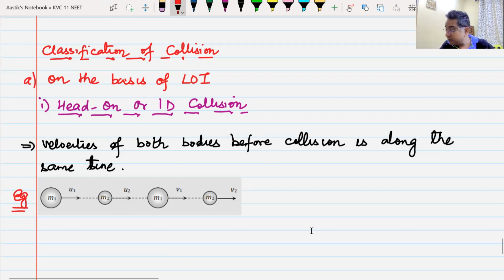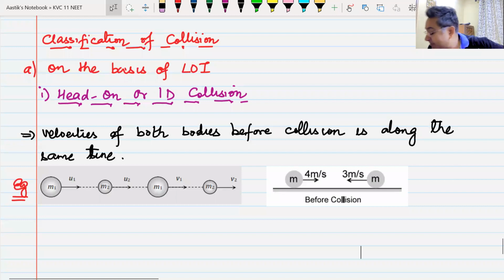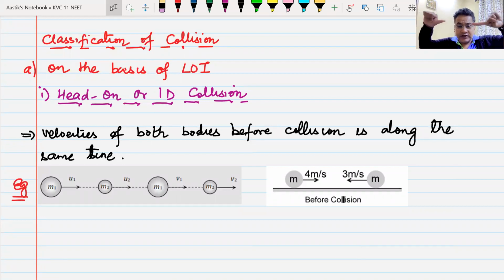Now, they were moving in the same direction there, but there could be a case like this also, my dear friends. In case number 2, as you can see, they are not moving in the same direction, they are moving in the opposite direction, but they are moving along the same line. So this is also an example of head-on collision or collision in one dimension. We understand this, everyone? Can I have raised hands?